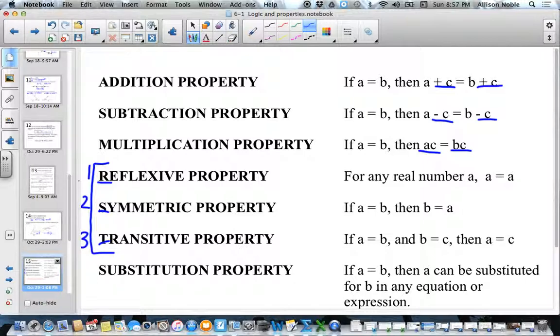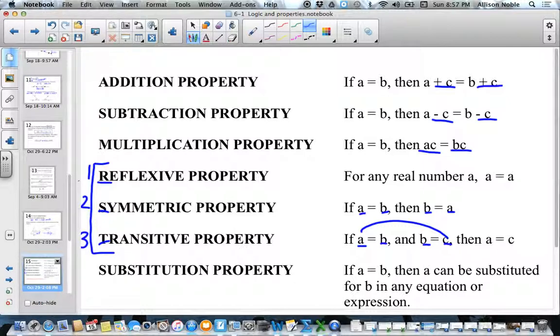Symmetric property means that if A equals B, then B equals A. So you have two things. You have an A and a B, but you're just switching them. So that would be symmetric. And then the transitive property, you have three things. So if A equals B and B equals C, then you know that A has to also equal C. So it's kind of similar to the law of syllogism that we talked about with logic.